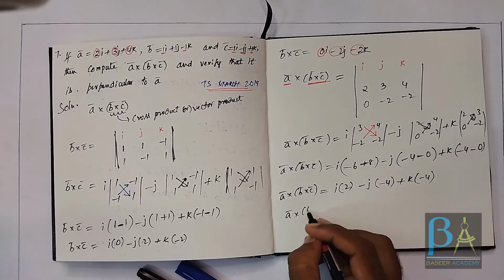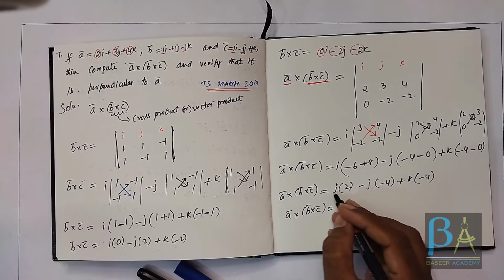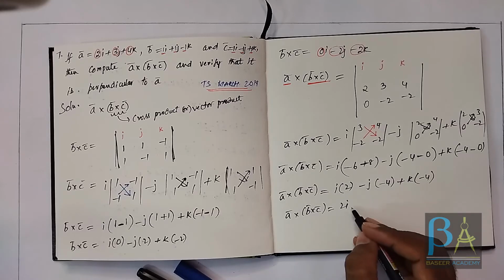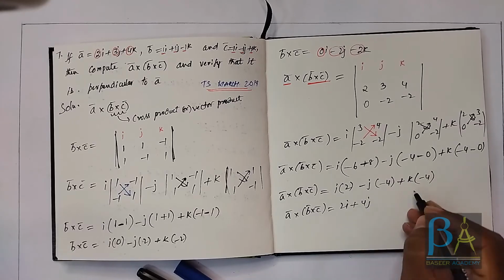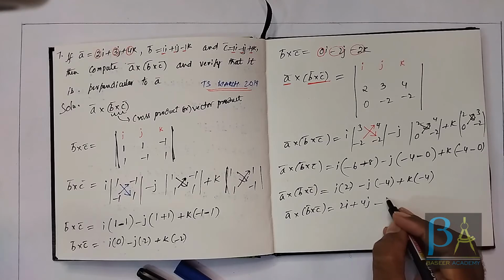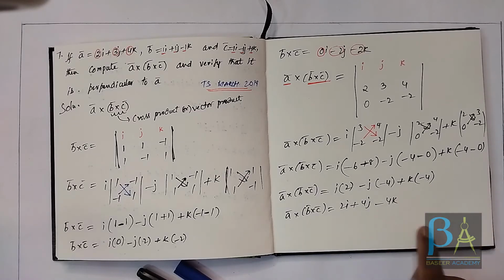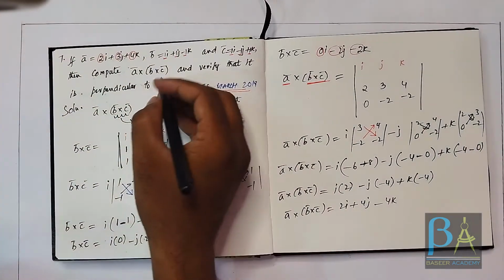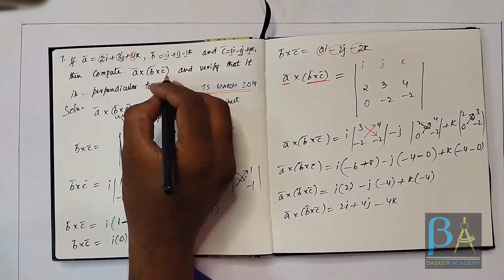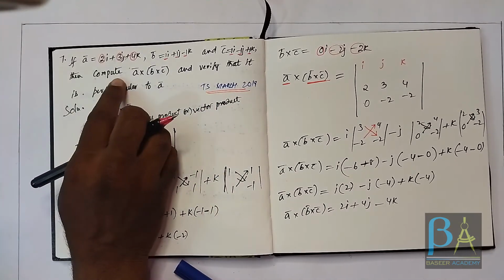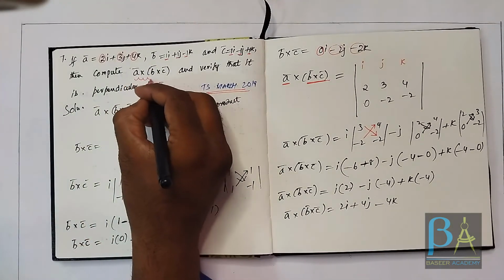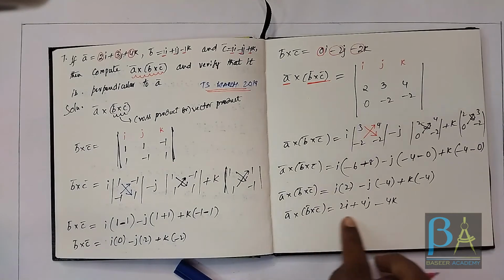So A cross B cross C is going to be 2I. Minus into minus is plus, 4 into J, 4J, plus into minus is minus, 4 into K, 4K. So this is what we get for A cross B cross C. Okay, so first things first, we found out what A cross B cross C is, because they asked us to compute A cross B cross C.